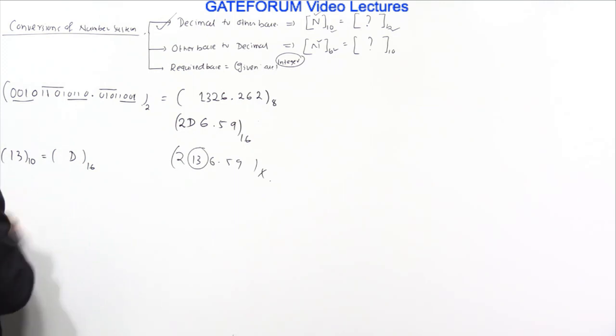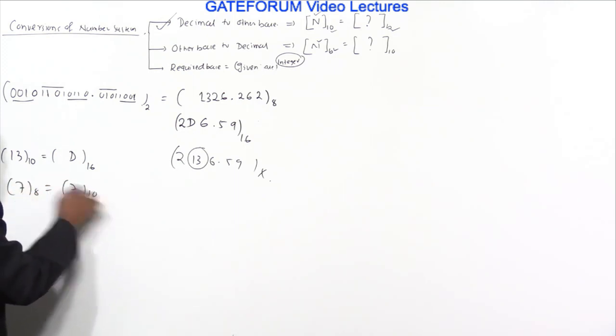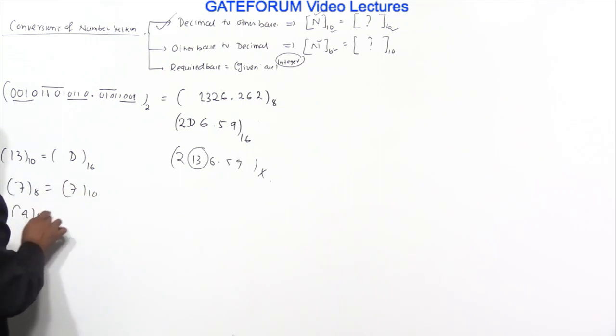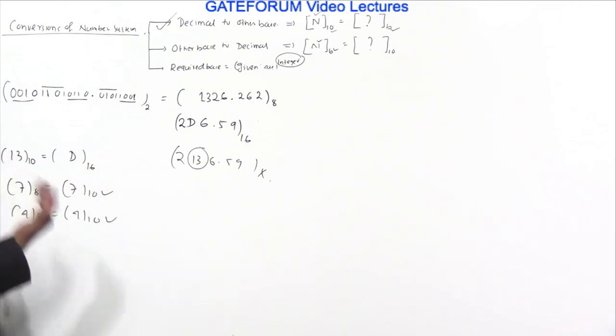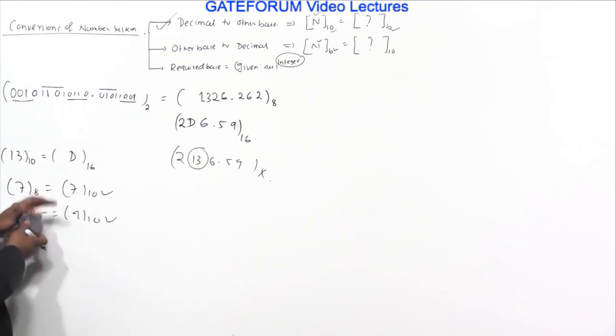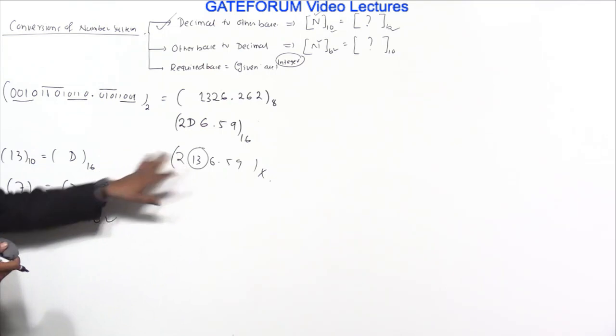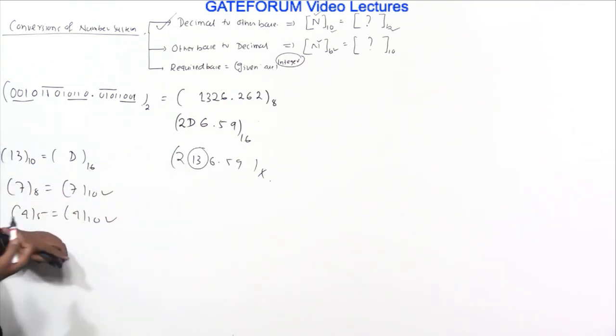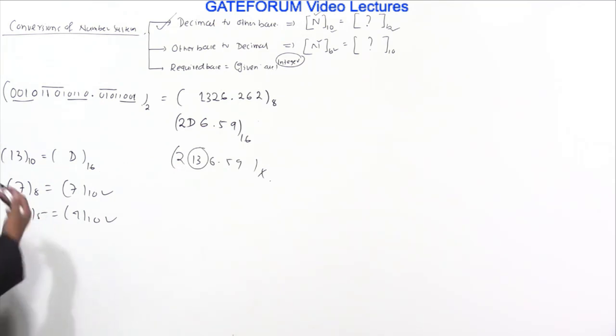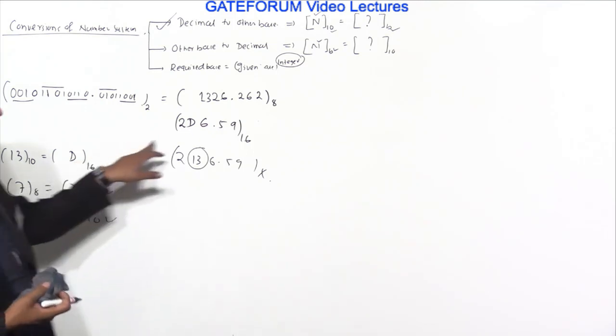See, the difference is this: 7 in base 8 is 7 in base 10, and 4 in base 5 is 4 in base 10. So these things are okay. But once you are exceeding beyond 9, once you are going for 10, 11, 12, 13, 14, 15, you can't write the corresponding things like this. The meaning will be different. So do remember, whenever you are exceeding 9, like 10, 11, 12, 13, 14, 15, don't forget to use the corresponding symbolic notations, right? So this is 2D659.